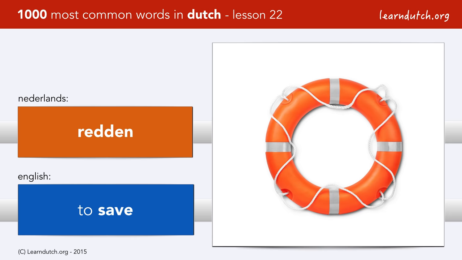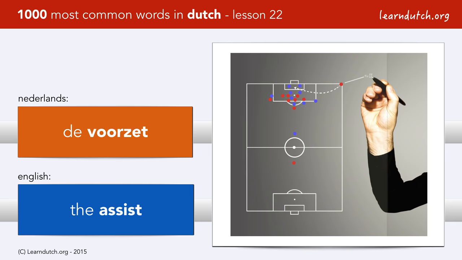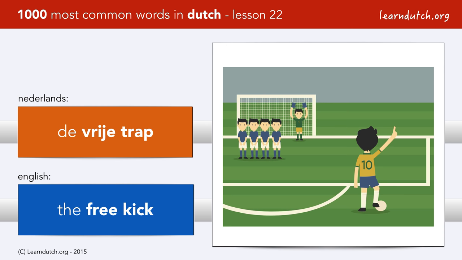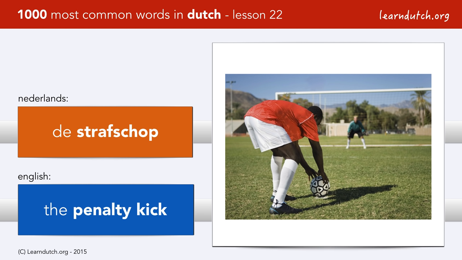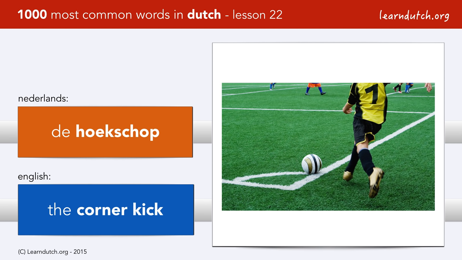De voorzet. De vrije trap. De strafschop. Although we use the English word penalty as well. De hoekschop. And here we can also use the English word corner.